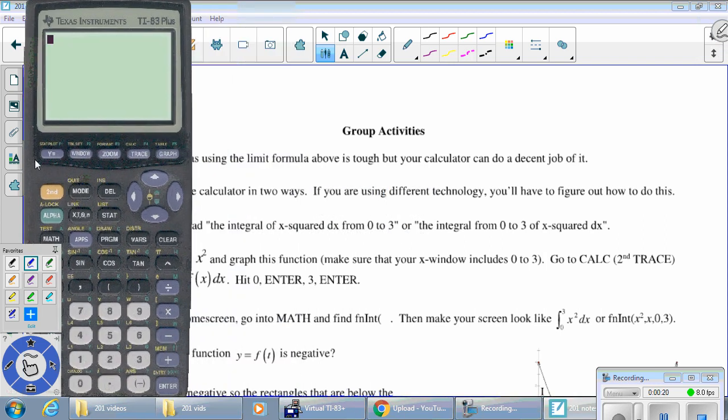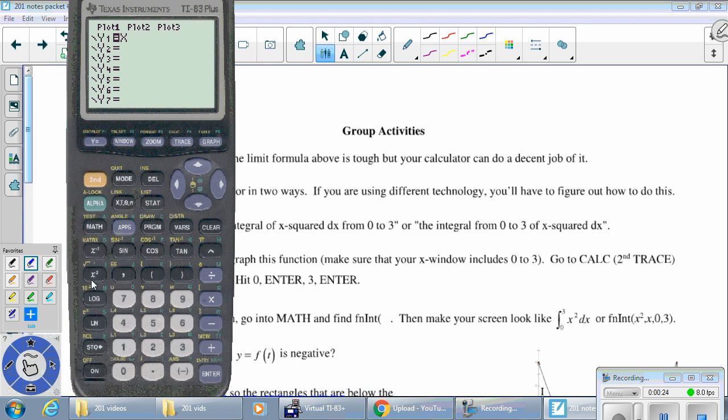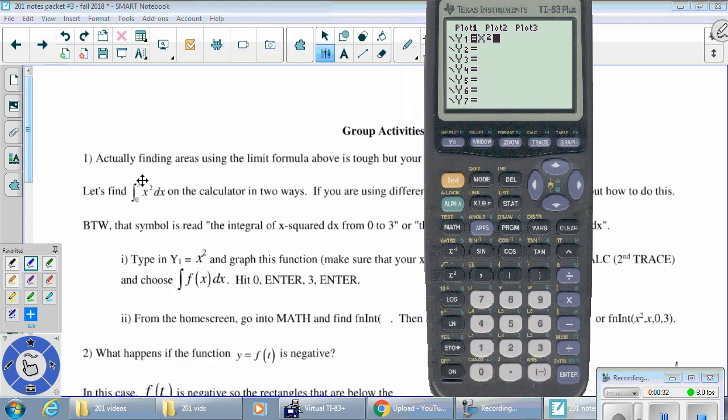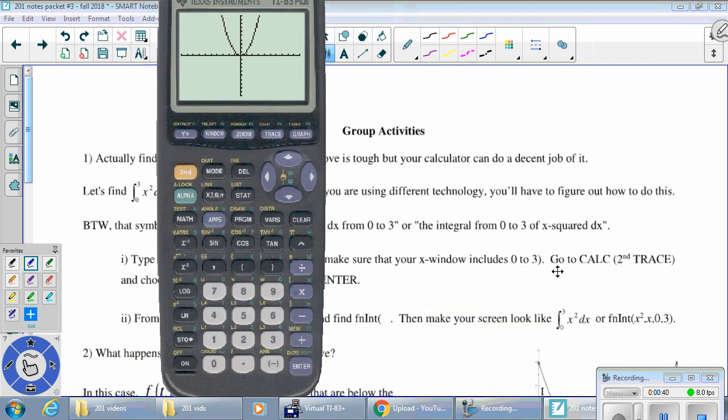We're going to go into y1. We're going to type x squared. And then we're going to graph this function. We got to make sure the window includes 0 to 3 because those are the limits of integration for this one. So I'll just do zoom 6, which is the standard window. So there's our parabola.